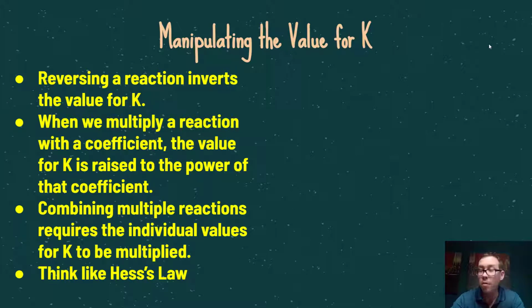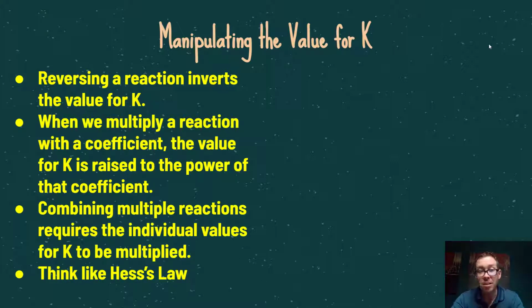So for example, remember in Hess's law when we multiplied the reaction by a coefficient, so that instead of H2, we get 2H2. Remember that when we multiplied that, we multiplied delta H. Well, in this case, because we're dealing with exponents, the value for K is raised to the power of whatever coefficient you add.